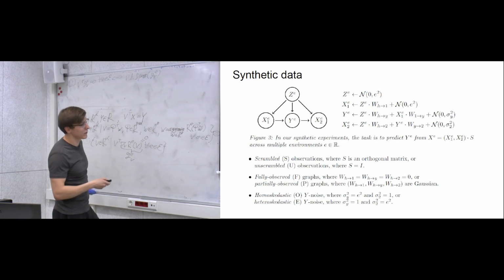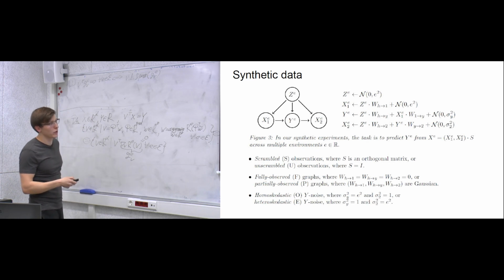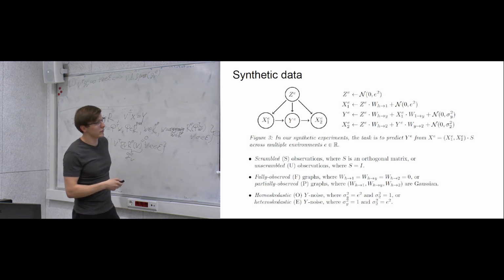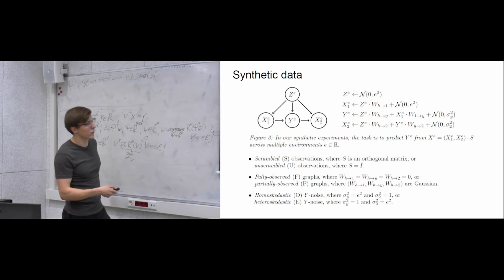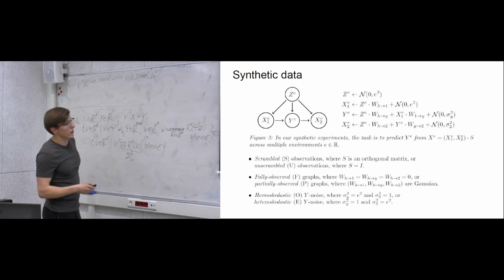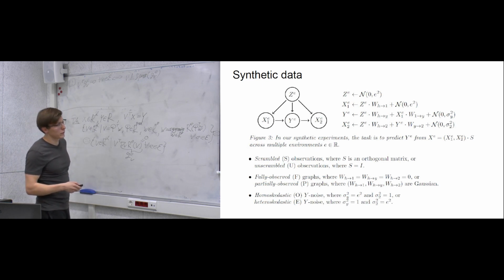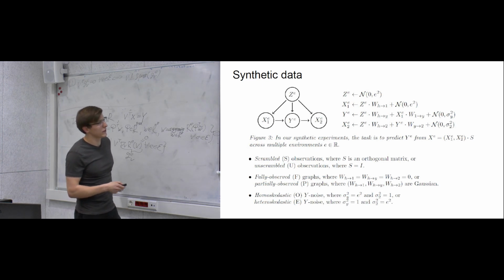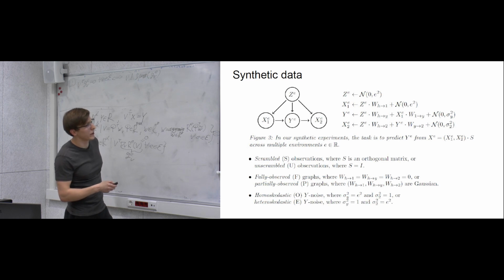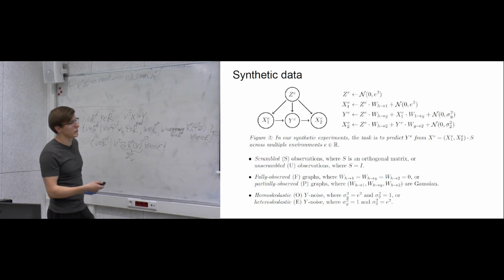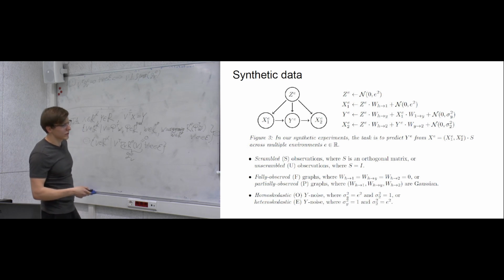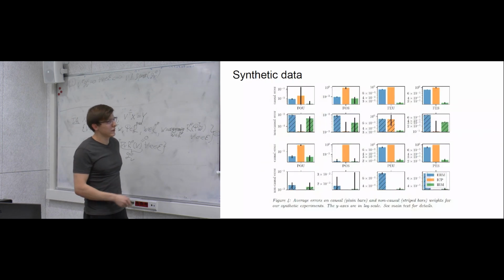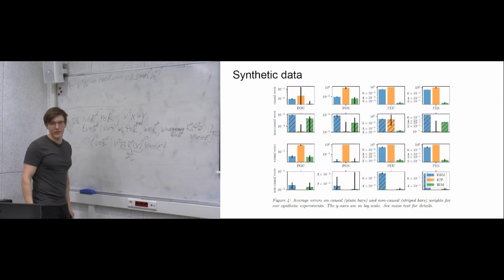these 3 parameters. The first parameter is scrambled or unscrambled observations. That means whether we can observe X as it is or after some orthogonal transformation. Is the experiment fully observed or partially observed? Basically, do our hidden variables mess into our model or not. And homoscedastic and heteroscedastic, this is just the position of noise. And those are the results.